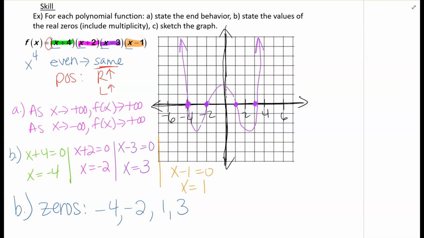All right, so here's the solution to the graph. None of those had multiplicity, so you should have had all of your parts of your graph crossing at the zeros because it did not produce a relative maximum or minimum.